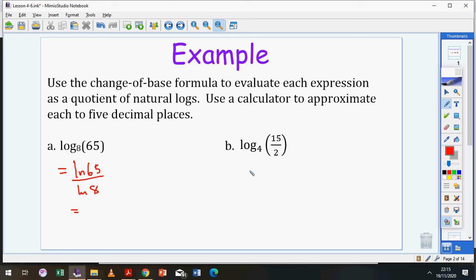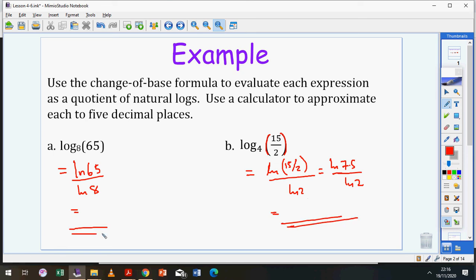This is the example we did in your textbooks yesterday. Same thing here. The power is 15 over 4, so you introduce natural log to the power, natural log 15 over 2, divided by natural log 2. Natural log 15 over 2 is the same as natural log 7.5, divided by natural log 2. Put that in your calculator, and then you have an estimate for what the answer is. That's the change of base.